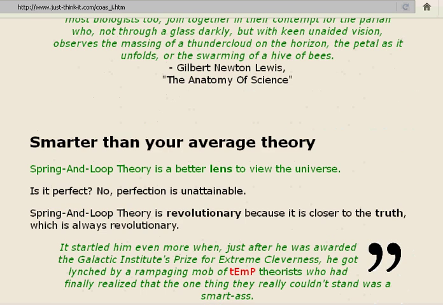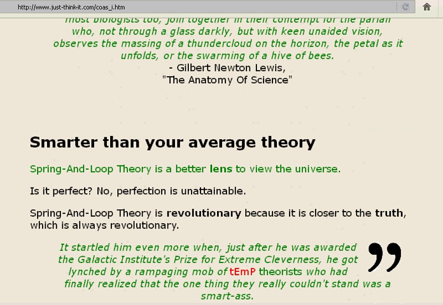Smarter than your average theory. Spring and loop theory is a better lens to view the universe. Is it perfect? No. Perfection is unattainable. Spring and loop theory is revolutionary because it is closer to the truth, which is always revolutionary.